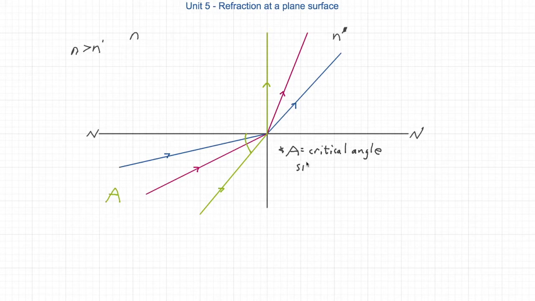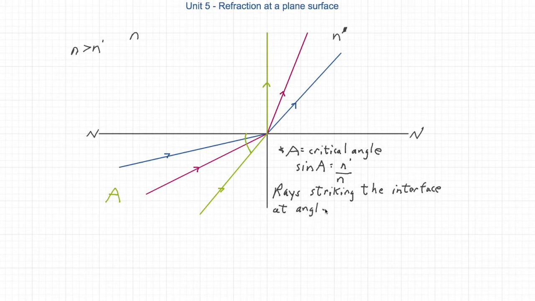And the formula to figure out A is sine A equals n prime over n. Now, what do you think happens when you send in a ray greater than the critical angle? Those rays will be reflected at that interface, and the laws of reflection that we learned in Unit 3 and Unit 4 are obeyed. So the angle of incidence equals the angle of reflection. So this purple ray is hitting the interface at an angle greater than the critical angle, and it is reflected.